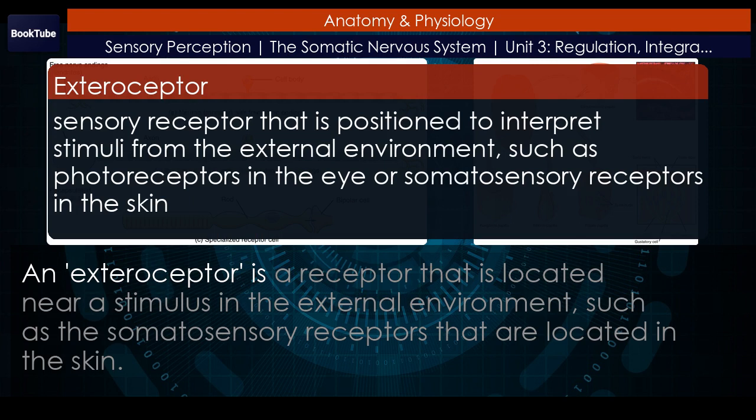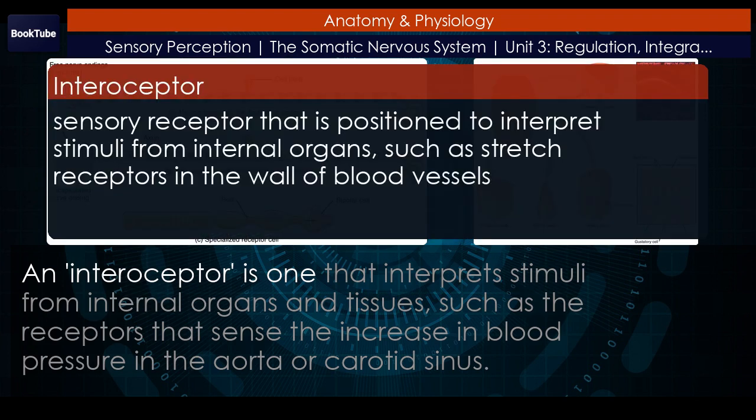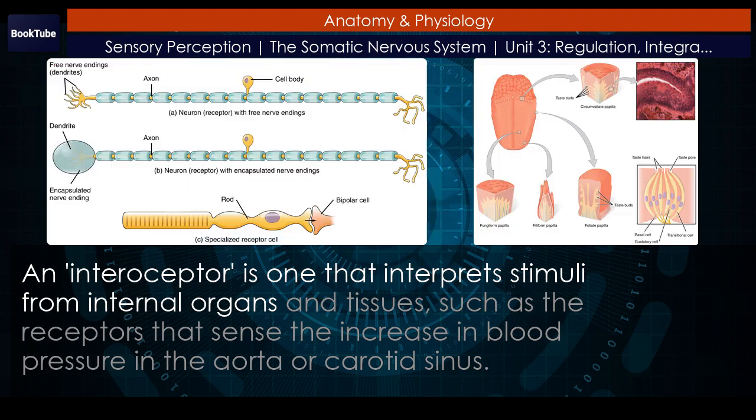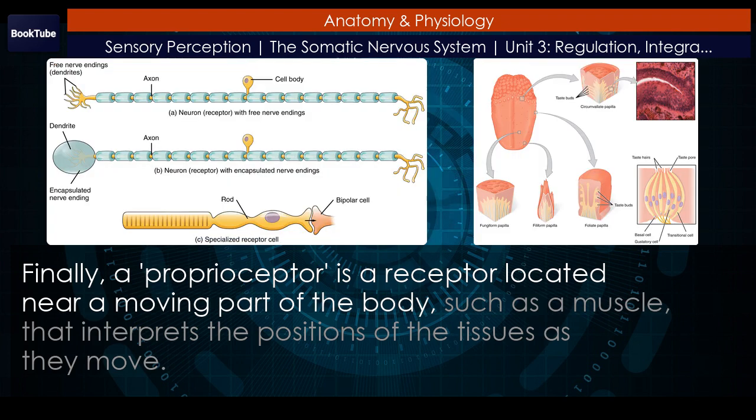An exteroceptor is a receptor that is located near a stimulus in the external environment, such as the somatosensory receptors that are located in the skin. An interoceptor is one that interprets stimuli from internal organs and tissues, such as the receptors that sense the increase in blood pressure in the aorta or carotid sinus. Finally, a proprioceptor is a receptor located near a moving part of the body, such as a muscle, that interprets the positions of the tissues as they move.